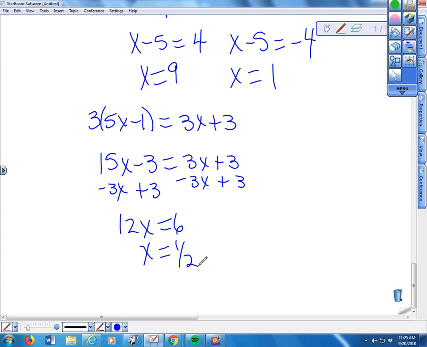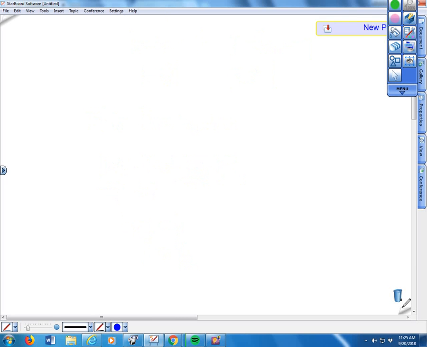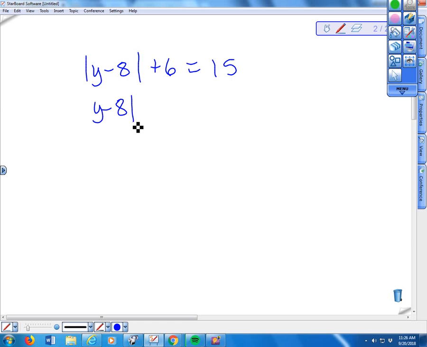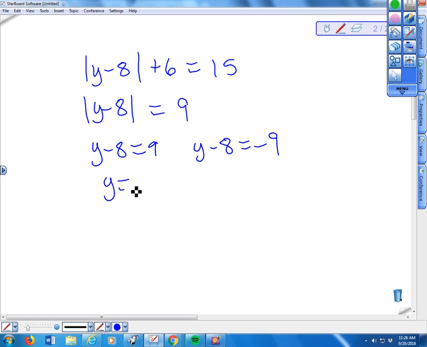Okay, number 11. Once again, I must isolate the absolute value before I can set up two equations. So I'm going to subtract 6 from both sides. And now I can set up my two equations. So y is 17, or y is -1, which is letter C.